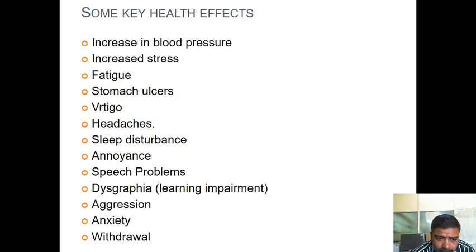Learning impairment, especially in terms of dysgraphia, because if there is a continuous or consistent noise, you're not able to concentrate, and there is a learning impairment. Aggression, because you are stressed, really irritated. There is anxiety, and there is also withdrawal, right? So withdrawal from many activities. And it also happens in a similar way that if you are exposed continuously to a lot of noise, and suddenly that continuous noise is pulled off, you end up having withdrawal symptoms, right?